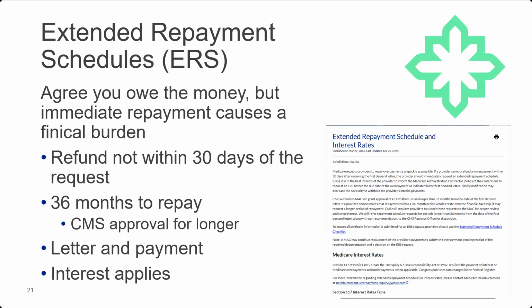So first of all, let me tell you, this is not an appeal. This is not that you disagree that you owe the money. That's not the case, even in the least. What this is saying is, I know I owe the money, but if I try to pay it within 30 days, it's going to cause me a financial hardship and I can't do that. So I need more time to pay it. The extended repayment schedule does not stop interest from occurring. It does, on the other hand, help you understand what you need to do to make sure this is done. And you typically have 36 months to repay it.